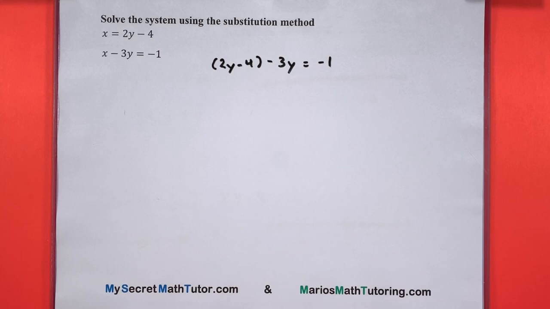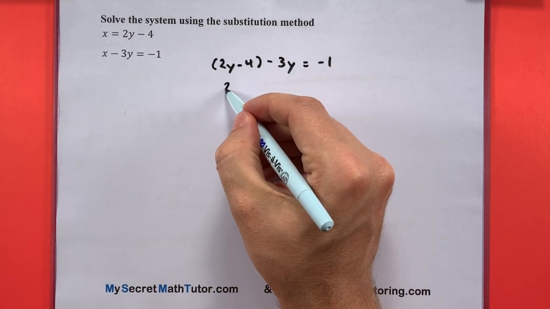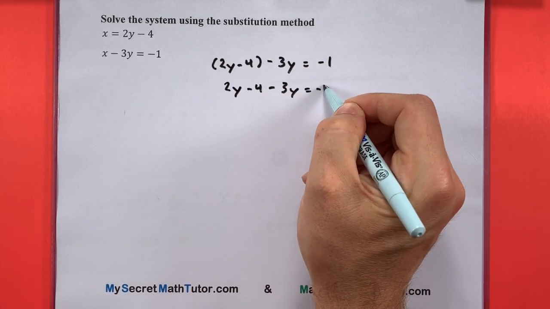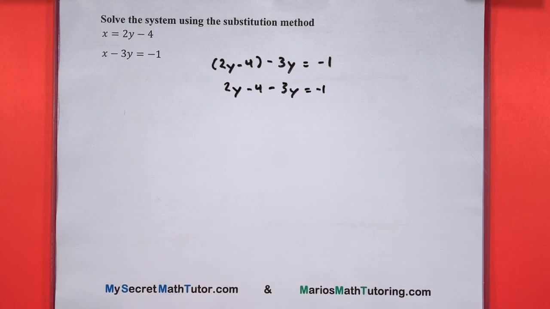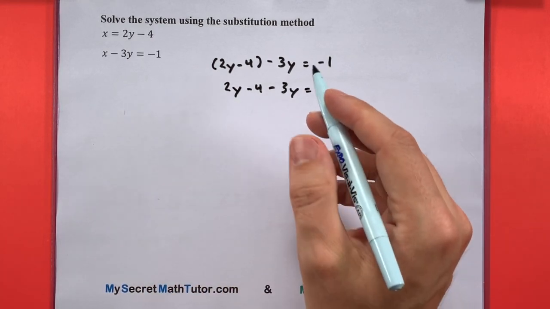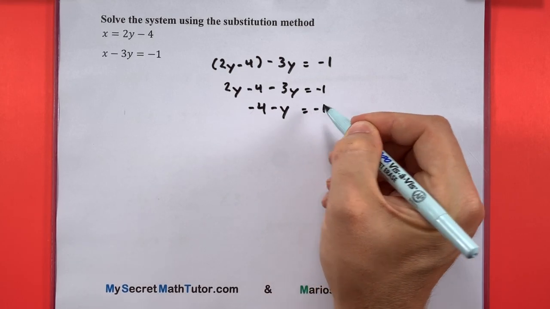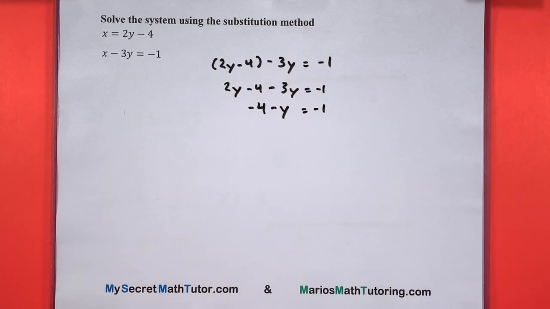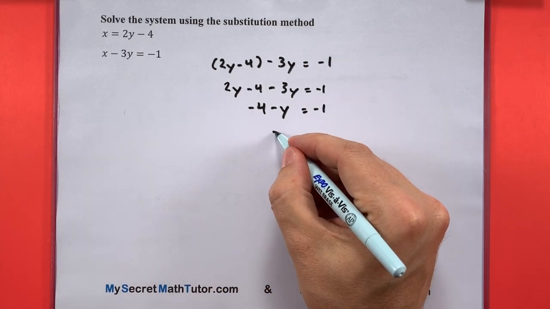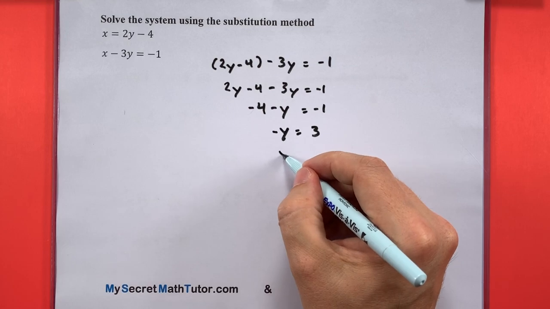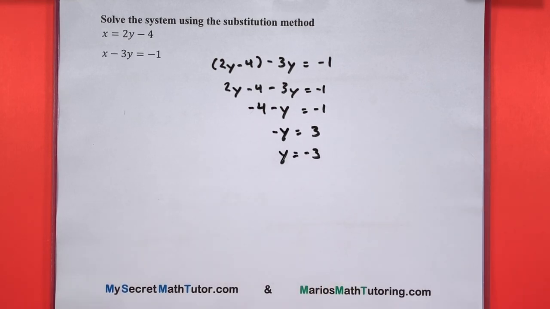Now I have an equation that only has y's in it, so we'll get the y's all by itself. So 2y minus 4 minus 3y equals negative 1. That looks good. I can combine together the y's. So a positive 2 and a negative 3 gives me a negative 1. Now I can work on getting y all by itself. So let's add 4 to both sides, and multiply by a negative 1. And we'll see that we get a negative 3 for the y. So that's looking pretty good.